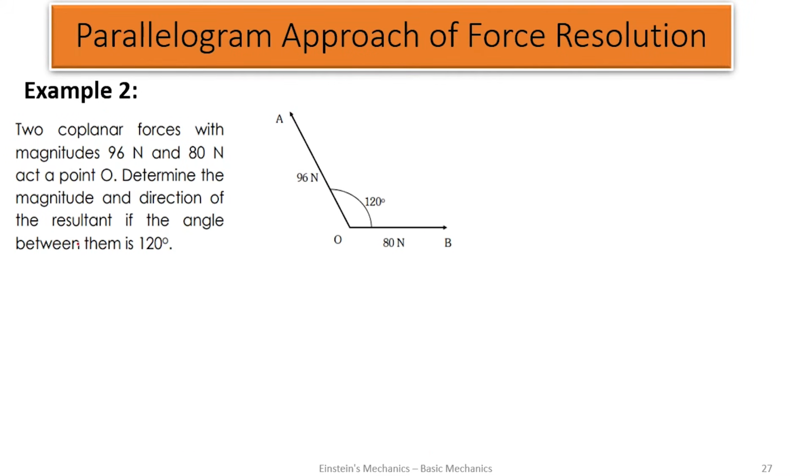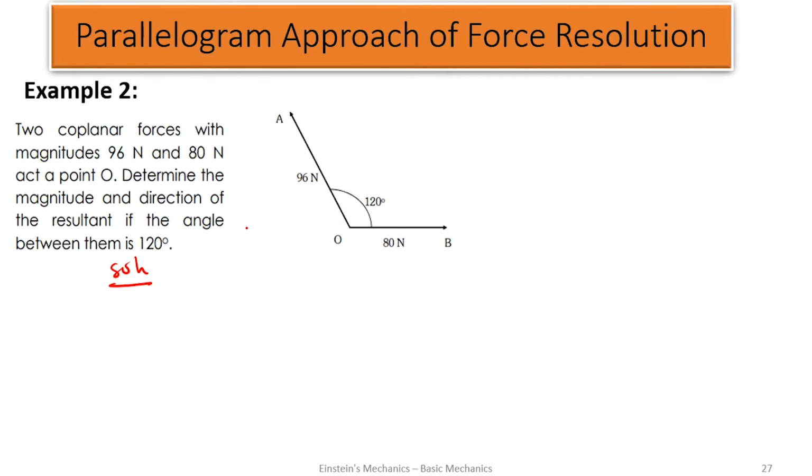Example 2. Two coplanar forces with magnitude 96 newtons and 80 newtons act at a point O. Determine the magnitude and direction of the resultant if the angle between them is 120. So this one is also simple. We can do it here. So we have this diagram as two forces. I always say the parallelogram approach is used to solve for the resultant of two forces.